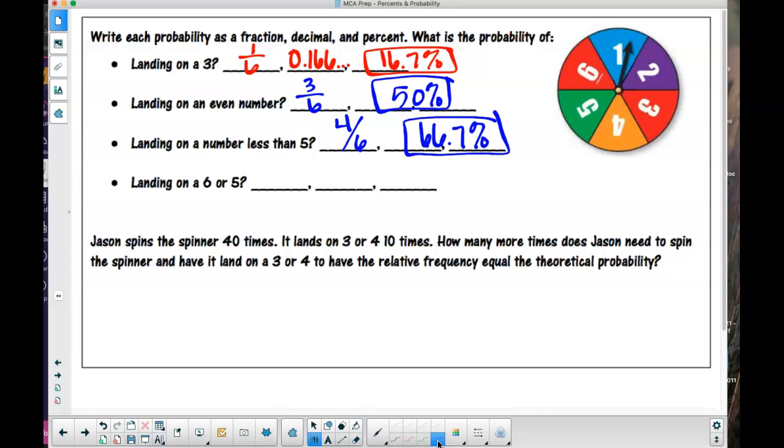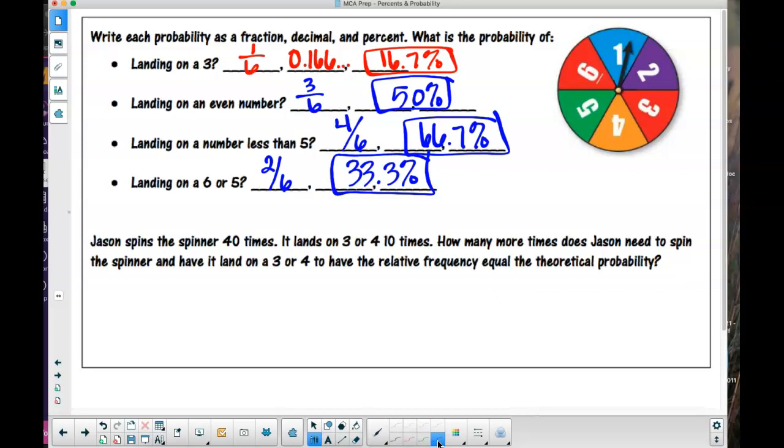And the last one, landing on a 5 or a 6. Landing on a 5 or a 6. Friendly. 2 out of 6. 2 divided by 6 is 33.3%. Okay, that's not so bad. Those are the kind of things we did last week.